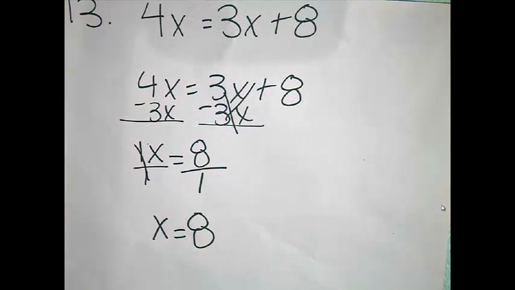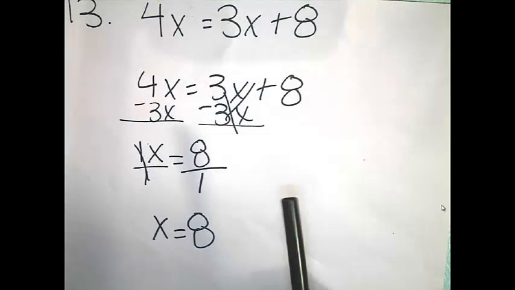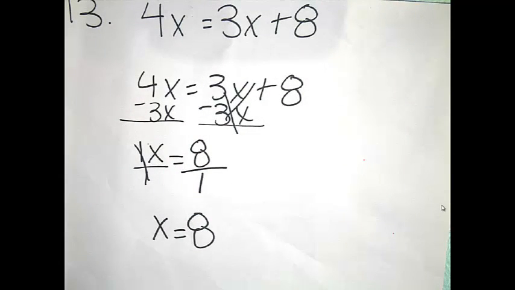Problem 13. 4x equals 3x plus 8. I rewrote the problem at the bottom, and I subtracted 3x on both sides. 3x minus 3x cancels out, and you bring the 8 down, and 4x minus 3x is 1x. I divided 1x, and that cancels out, and 8 divided by 1 is 8, so x equals 8.